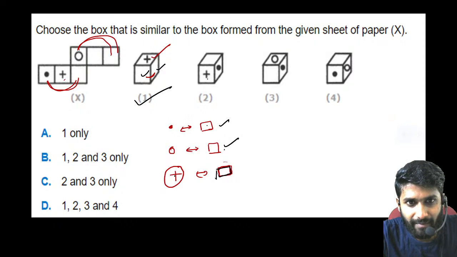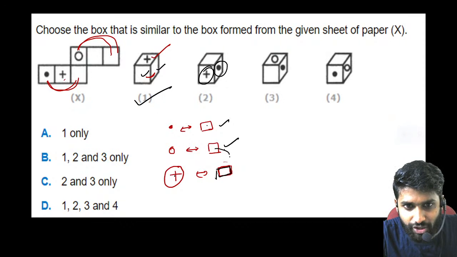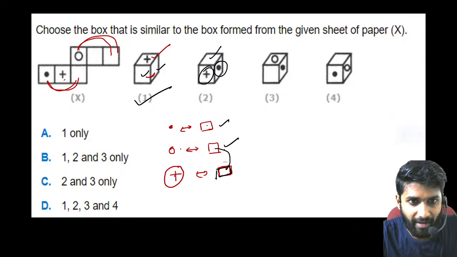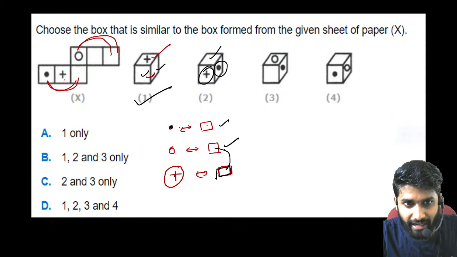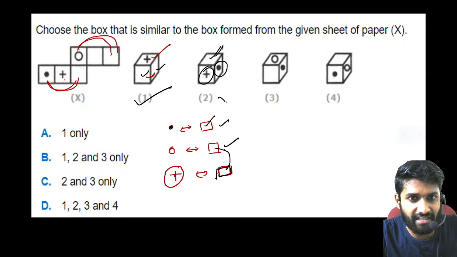Second one. So plus, no problem. Dot, no problem. And you can't assume these two boxes are related to this particular one. Why? Because if you assume this box and this box, definitely that is invalid.